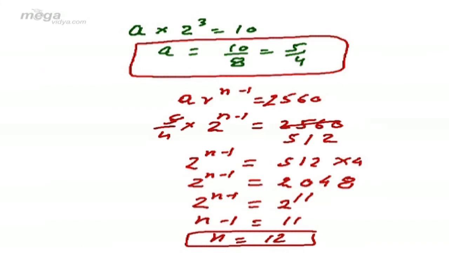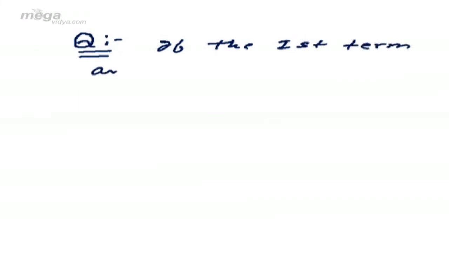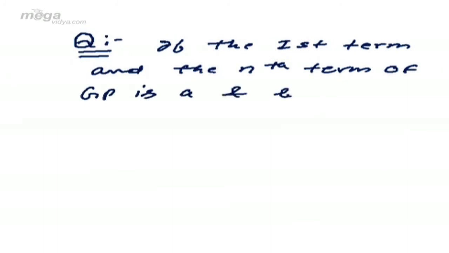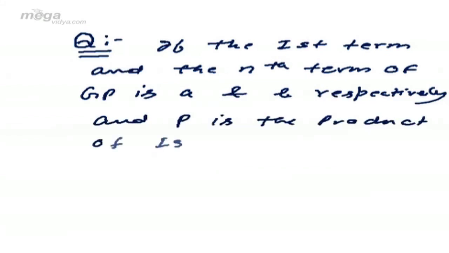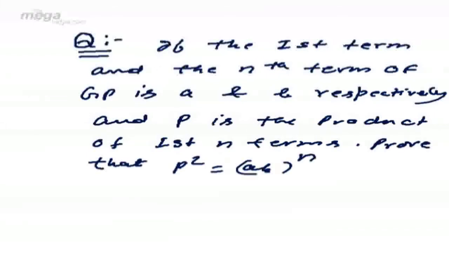Now we see the next question, which is also related to the nth term of the GP. If the first term and the nth term of a GP are A and B respectively, and P is the product of the first n terms, prove that P square is equal to (AB) to the power n.